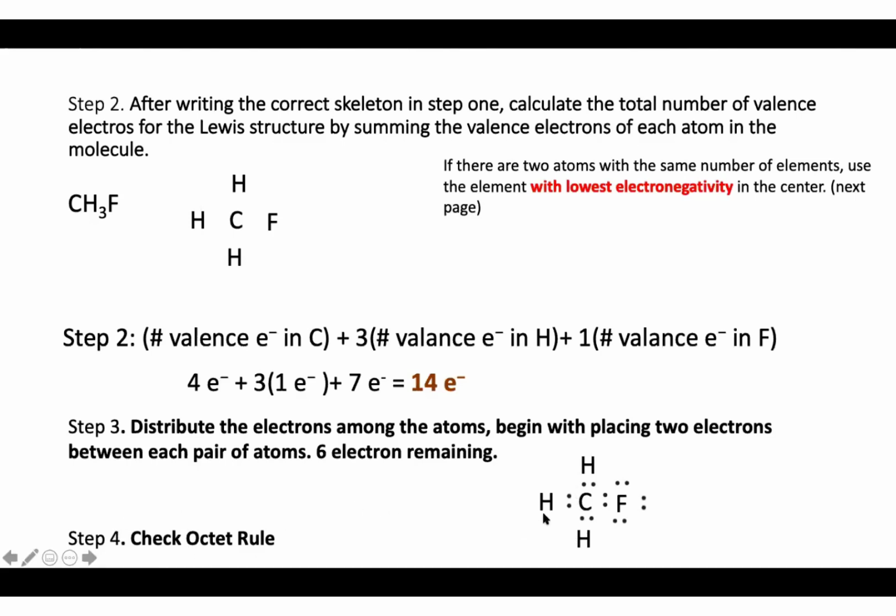So let's check the octet rule in step 4. This hydrogen is 2, this hydrogen is 2, this hydrogen is 2, carbon is 8, and fluorine is 8. So all of these elements reached octet rule. So we are done. As long as you reached octet rule, you are done. That's what I want in the exam.